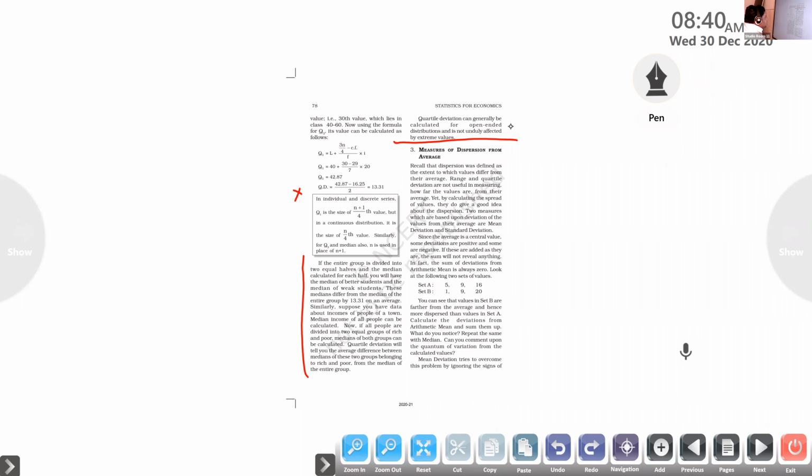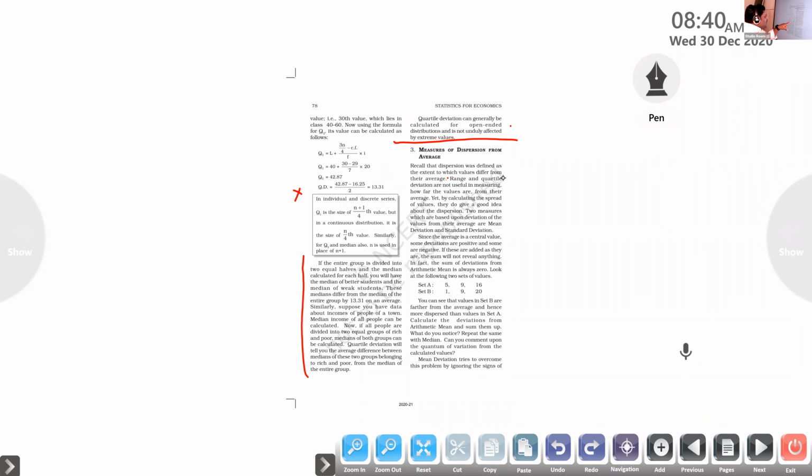Page number 78, topic number 3, measures of dispersion from average. Recall that dispersion was defined as the extent to which values differ from their average. Range and quartile deviation are not useful in measuring how far the values are from their average. So they are not that effective in finding the difference between the minimum and maximum from the average.